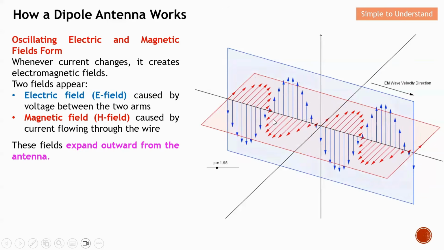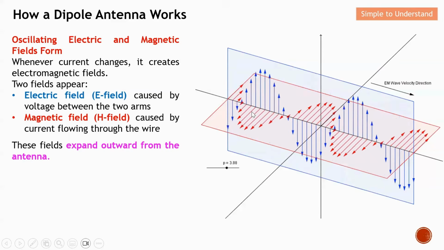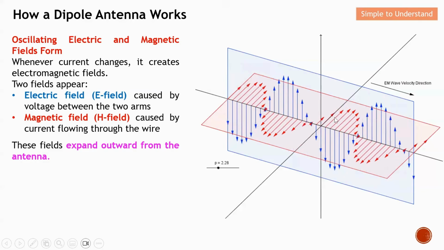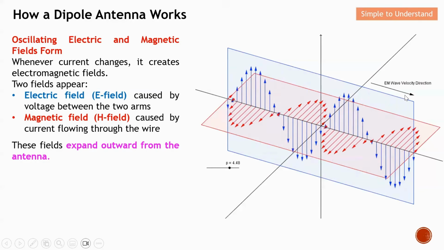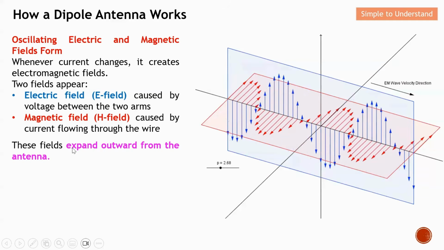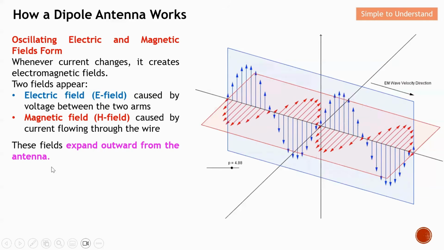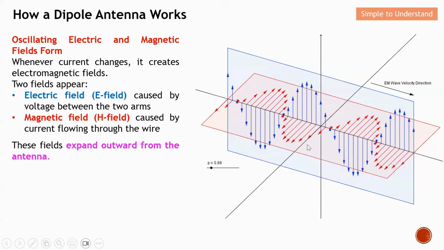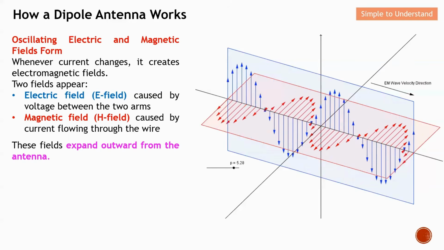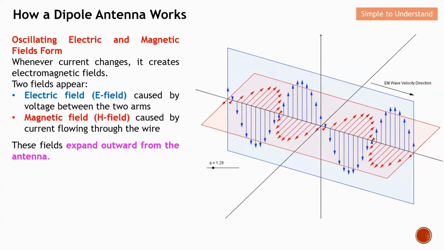As you can see from this diagram here, E, which is the electric field, crossed with the magnetic field will give you the direction of propagation. This field expands outward from the antenna, and this is how, with the changing electric field and magnetic field, they release the EM energy into the air.